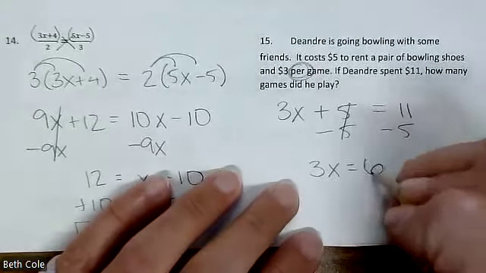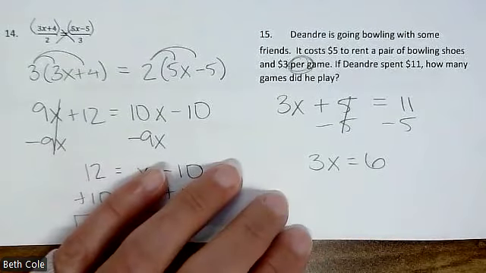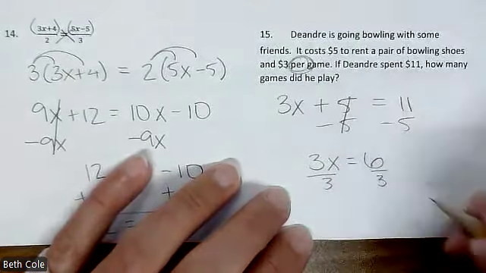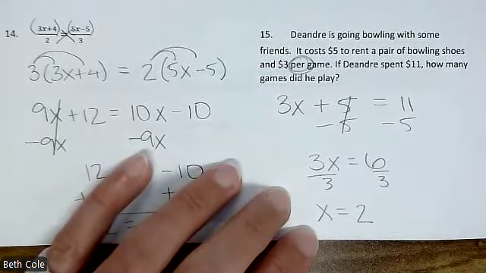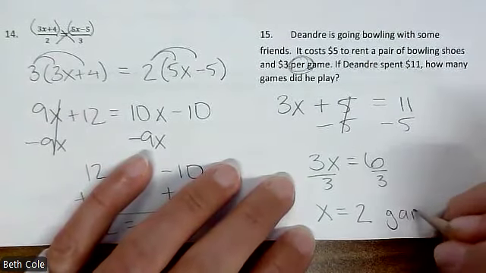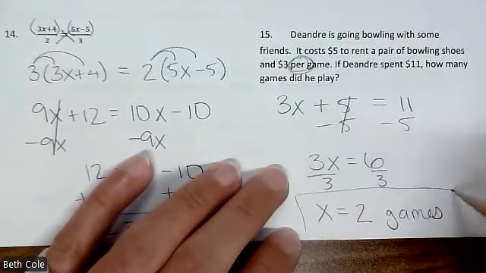3x equals 6. Divide 3. Now, when it's a word problem, you have to put units. It is 2. 2 games. Good job. He has enough money to play 2 games.